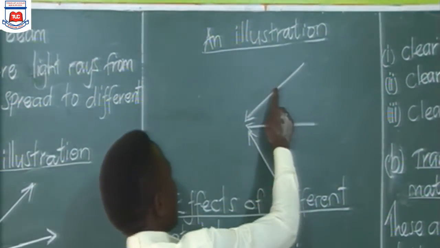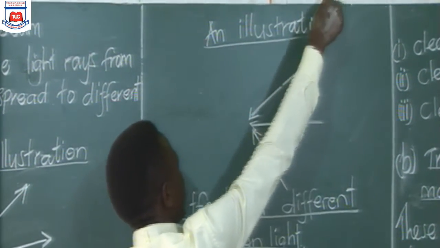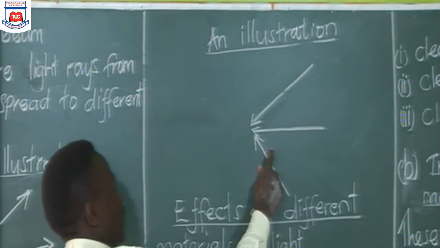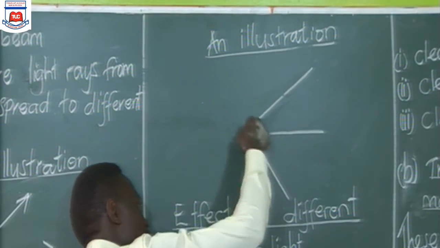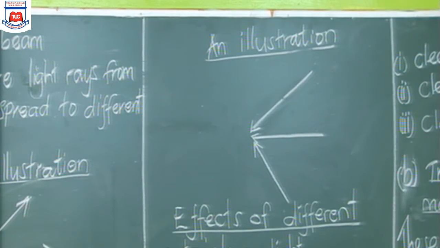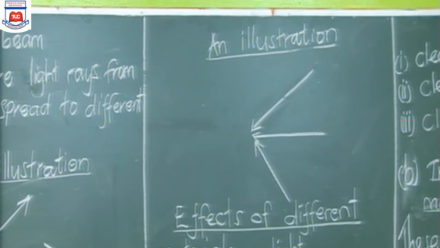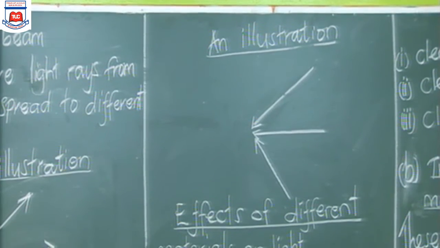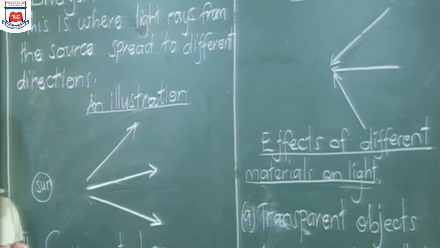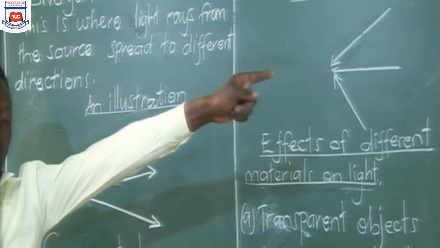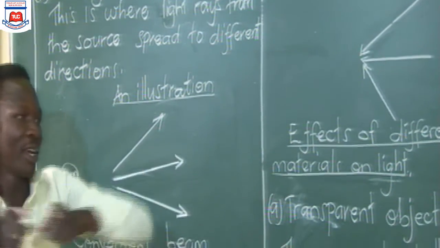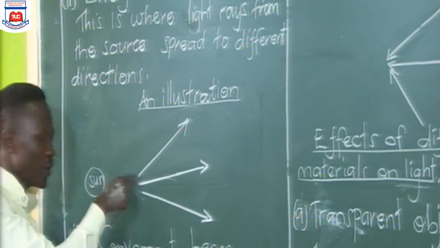This is a light ray coming from a different direction. This is a light ray from a different direction. Then we have another ray, and then they meet at the same point. And what's the difference between a convergent beam and a divergent beam? The difference is, with the divergent, the light rays move from one point to different directions. So each ray will take a different route or a different direction, but they were from one point.